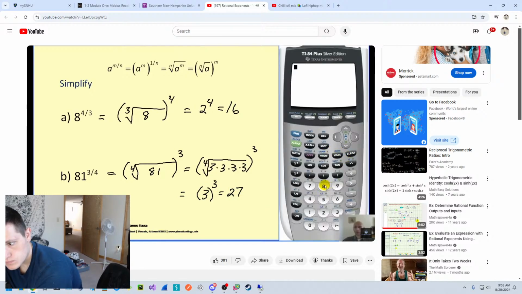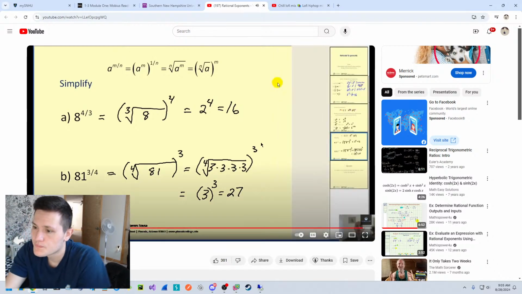Let's check this one as well. And that verifies.